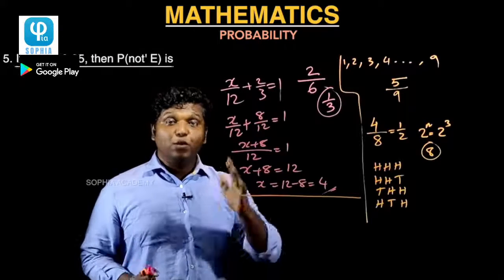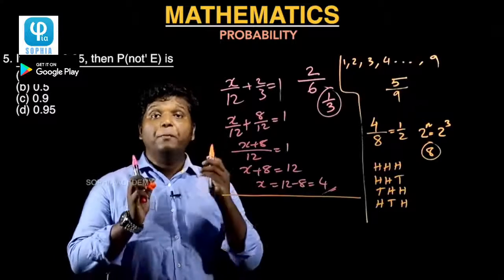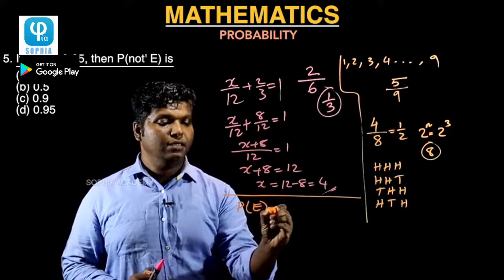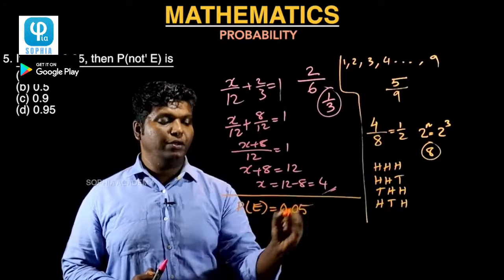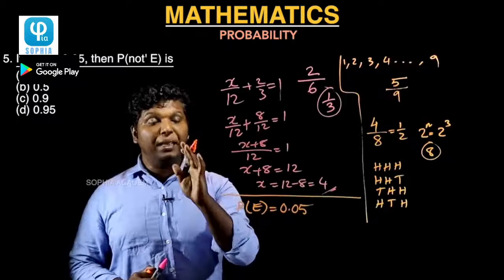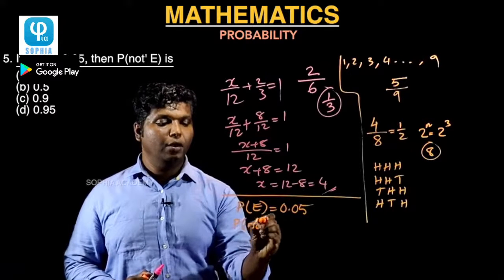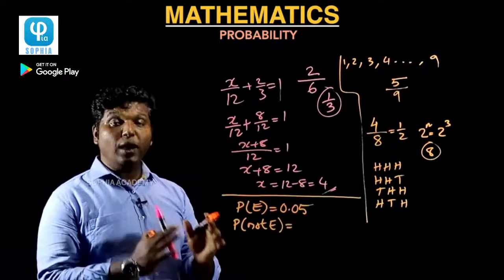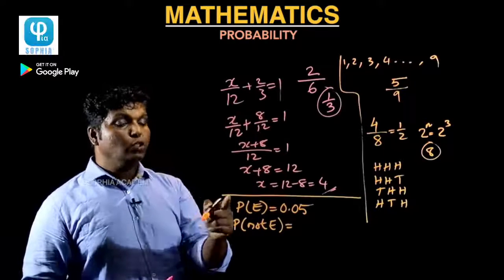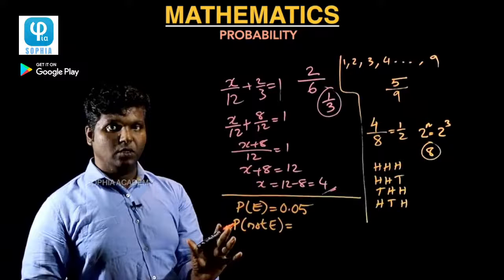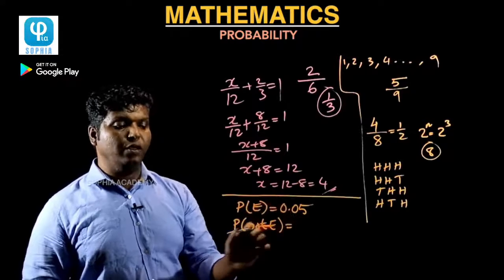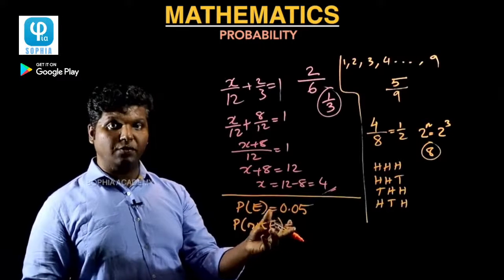Got it? So students, very similar to this question, let me give you one more. If P of E is equal to 0.05, it is given like this, that means the probability of an event is 0.05, and you have to find then P not E. Here I told you, when you are writing, the total probability is 1. So here you can see it is an event. The probability of the occurrence of that event is given as 0.05. You have to find the non-occurrence of that event, not E.